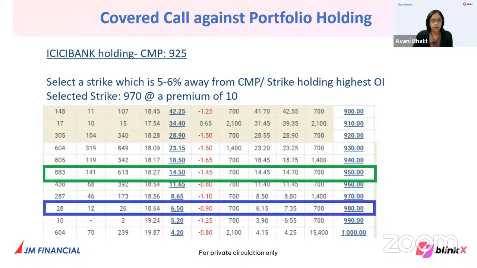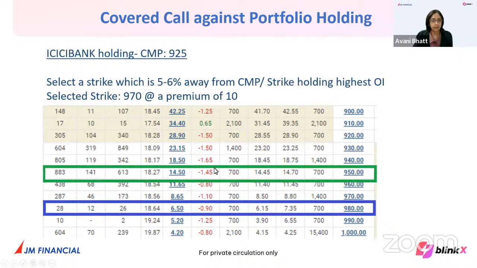So either you can look at two things: either you select a strike which is holding the highest open interest. I've taken this data from the option chain, NSE option chain for the month of July. Now that we are close to expiry, just 3 days to go for expiry, we'll be selling calls for the next month, which is July month. 5 to 6% away strike would come to 980 from the current market price of 925.